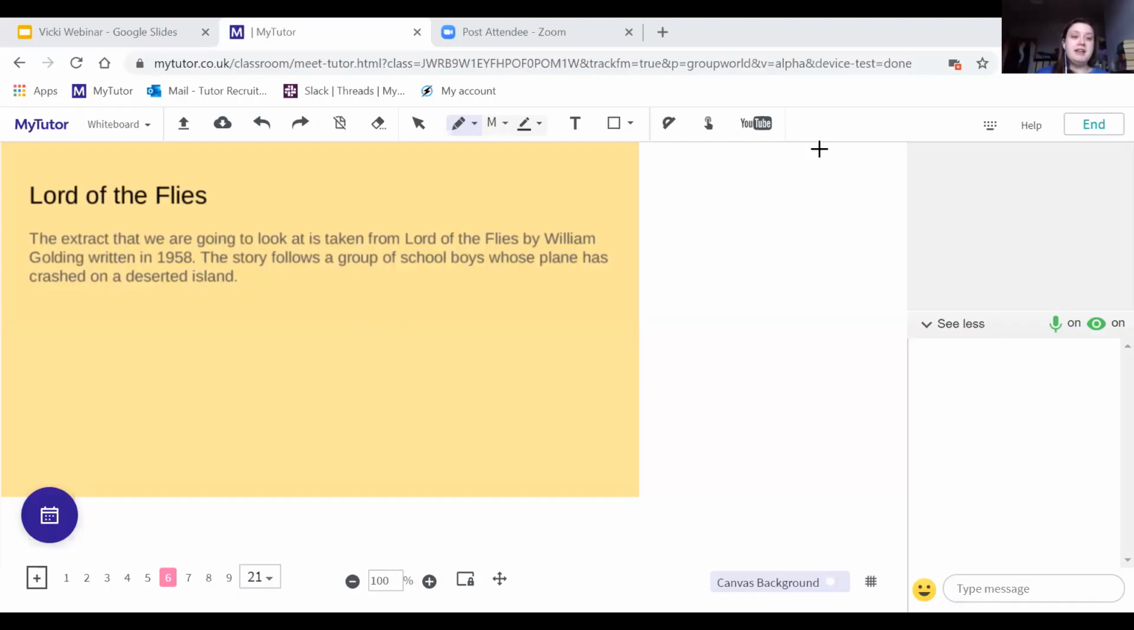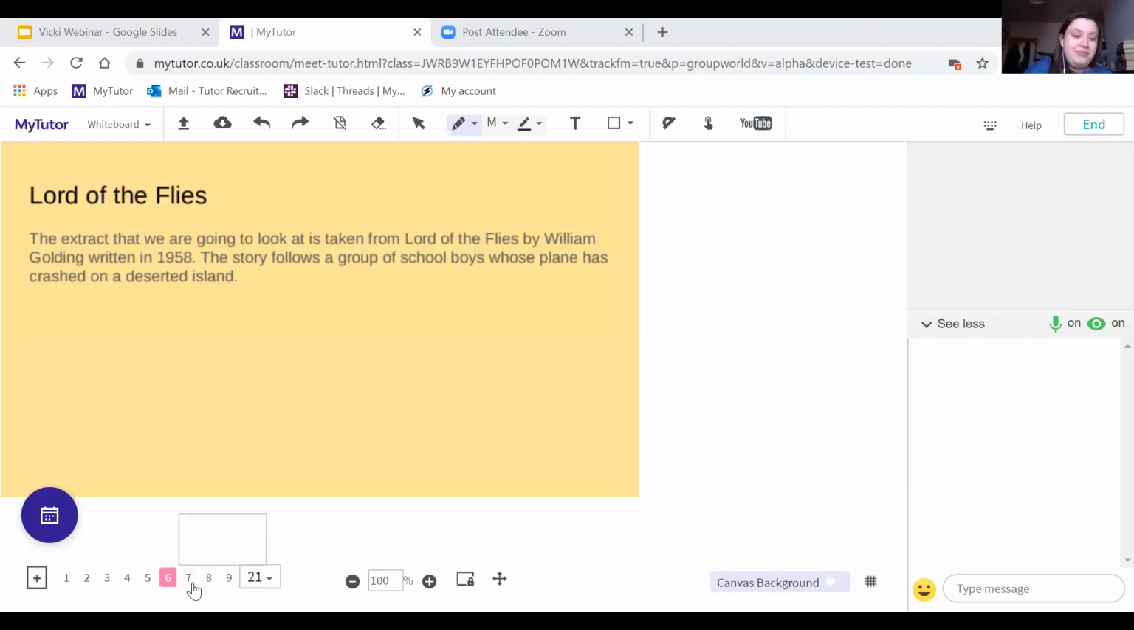So the extract we're going to look at is taken from Lord of the Flies by William Golding, written in 1954. So it's, I suppose to you guys, quite an old text. The story follows a group of schoolboys whose plane has crashed on a deserted island. This is an absolutely fantastic book, a really nice read. If you're not studying it, I think it's probably even nicer, because when we study a book, it's not as fun as it used to be. So just go off and read this. It's a really nice read.